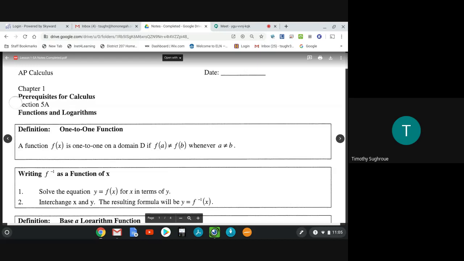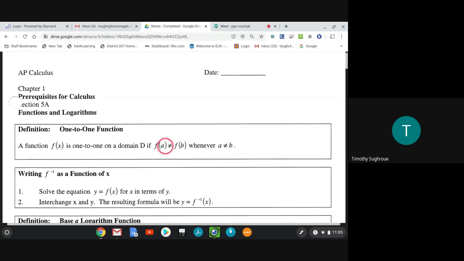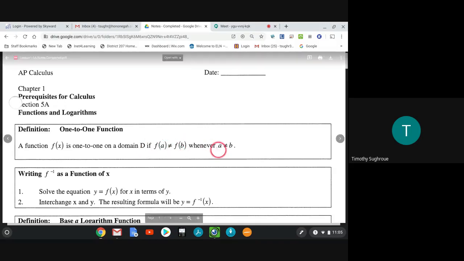We discussed exponential functions in Chapter 1, Section 3, and now we're going to talk about the inverse of those particular functions. So let's just start with a one-to-one function. A function, f of x, is said to be one-to-one on a domain D if f of a cannot equal f of b whenever a is not equal to b.